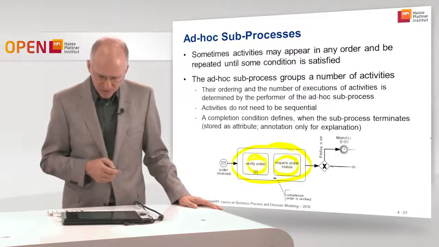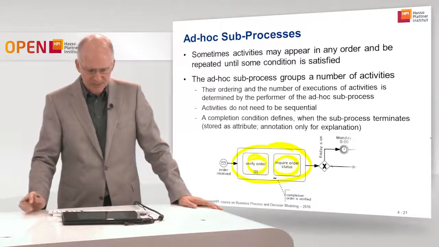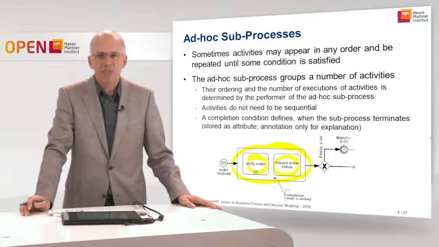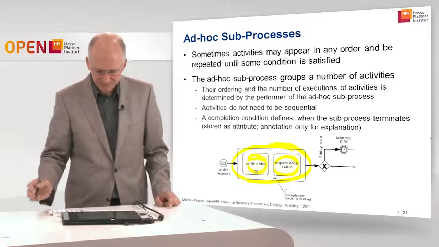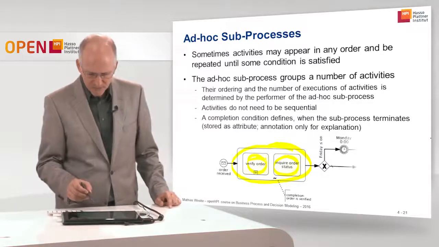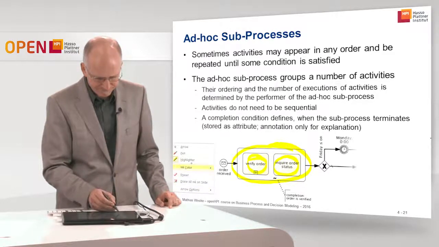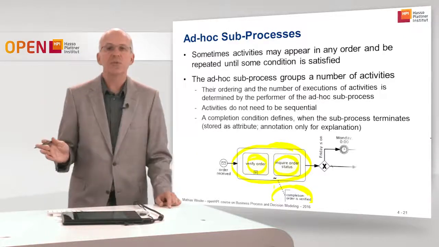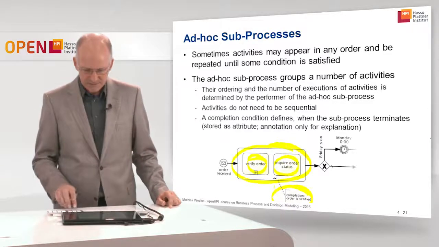There is a completion condition that defines if and when the subprocess should terminate. That is used as an attribute. BPMN has attributes, and this is also one of the attributes that is associated with the ad hoc subprocess. Here we use an annotation to explain this condition, and we use that completion order is verified. So once the order is verified, that's the completion condition. I can move on and I can come to the other parts of this process.